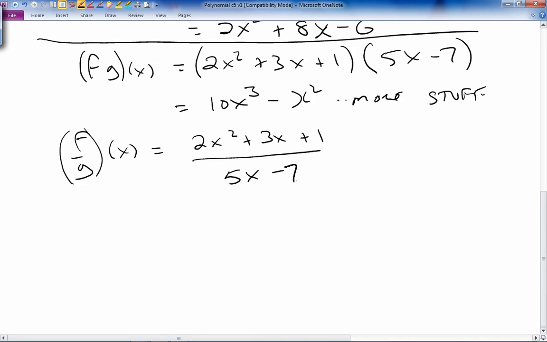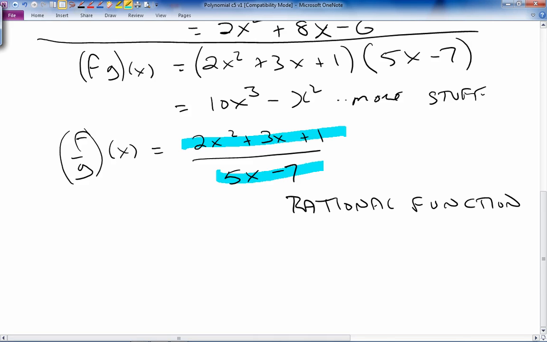And we'll be looking at these types of rational functions. That's what this is. And we'll be looking at solving these. Rational function is a polynomial divided by a polynomial. And with this, we have to worry about NPVs. The bottom can't be 0. But we'll look at that more later.